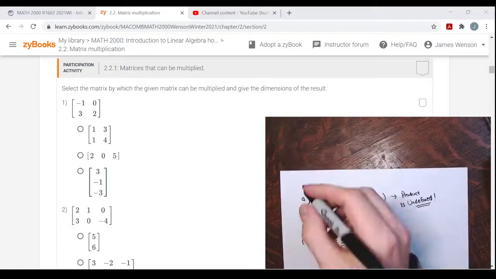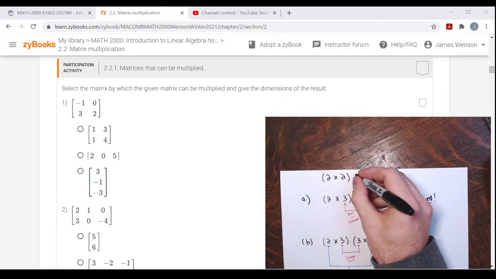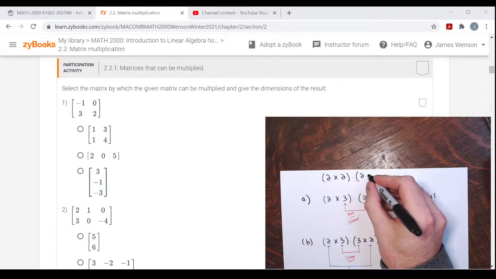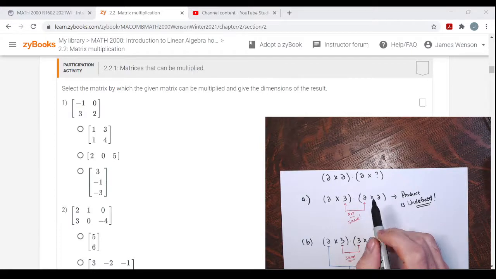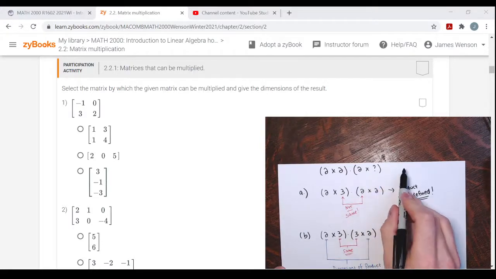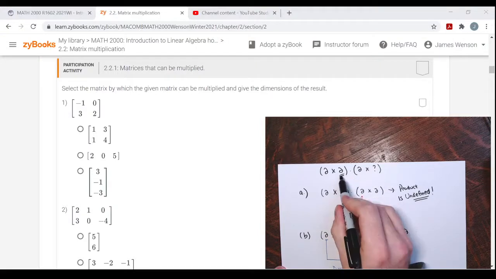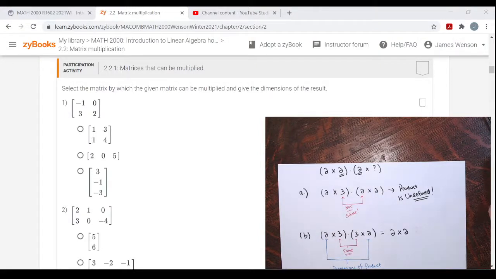If I have a 2 by 2 matrix, that means it needs to be multiplied by a matrix with 2 rows. 2 by whatever. It doesn't matter what the number of columns are. The number of columns here will only help me determine the size of the final product. But if there are 2 columns in the left matrix, there's got to be 2 rows in the right matrix, the matrix I multiply it by.